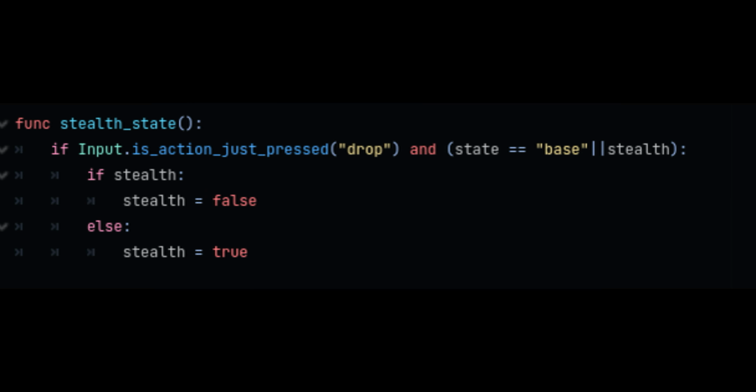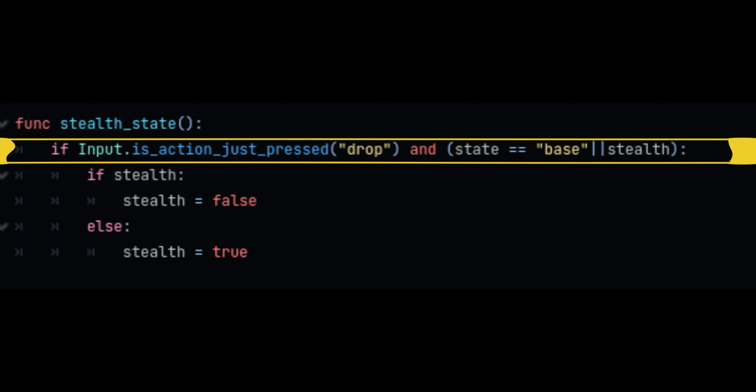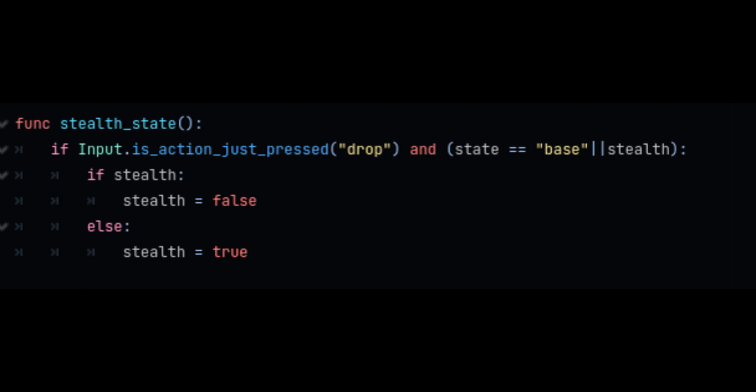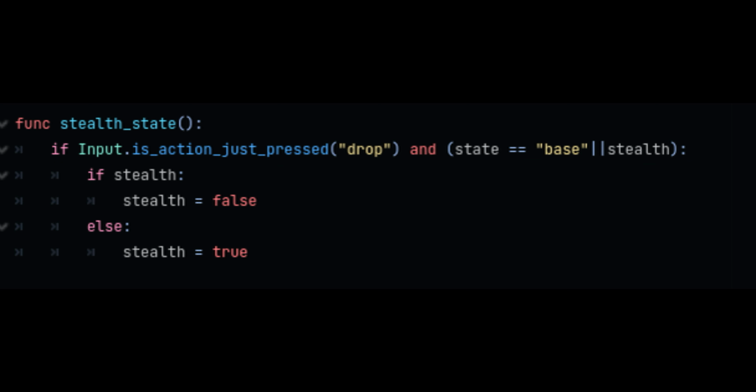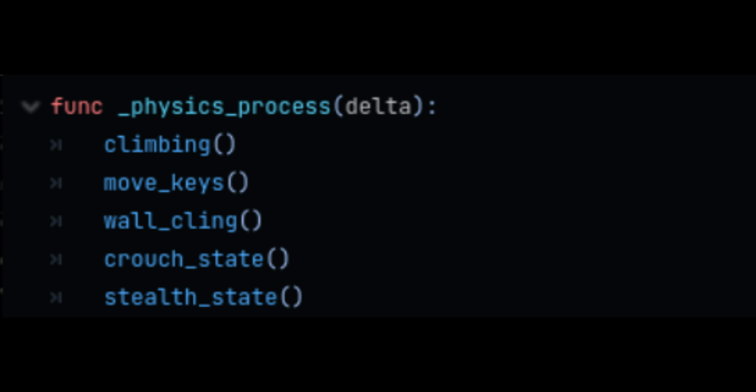Next, we define a new function called stealth_state. Within this function, we set a condition to check if the player has pressed the drop key and is either in the base state or stealth state. This is because we want this condition to work only in these 2 states. We further check if the character is already in the stealth state. If not, we set stealth to true. Otherwise, we set it to false. We then call this function under the physics_process function.